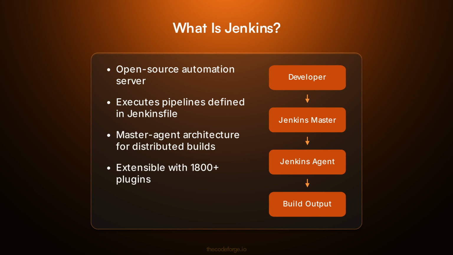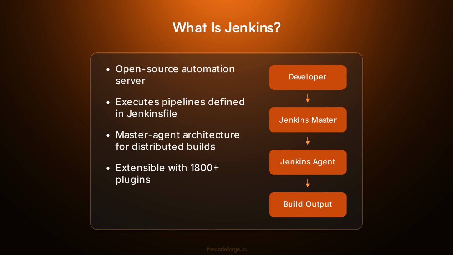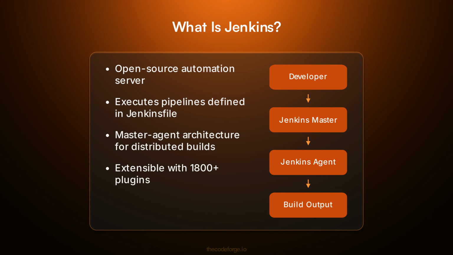Jenkins is an open-source automation server written in Java. It runs as a standalone application with a web UI and supports plugins for virtually every tool in the DevOps ecosystem. At its core, Jenkins executes pipelines defined in a Jenkinsfile, which can be stored in version control.